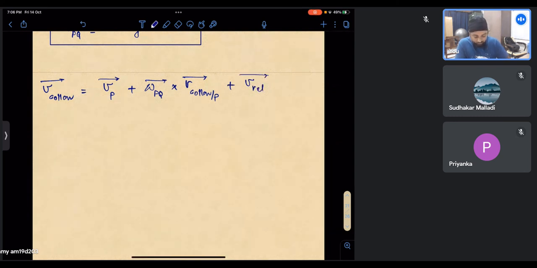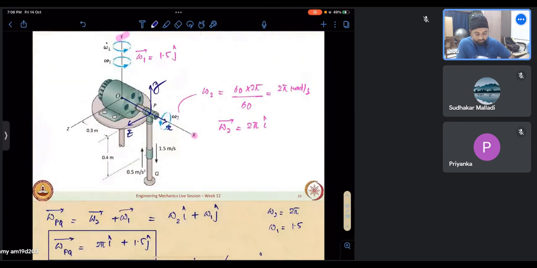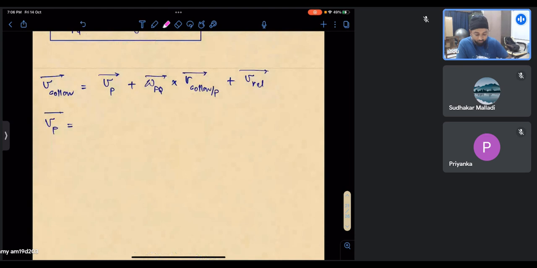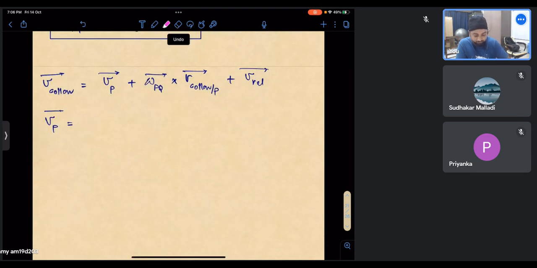Now, velocity of P, we know that this motor rotates, it is having a motion like that. So we can calculate velocity of P based on the angular quantity. So our velocity of P is nothing but omega 1 cross r P with respect to O. Rest of the quantities we have. So we can calculate velocity of the collar.